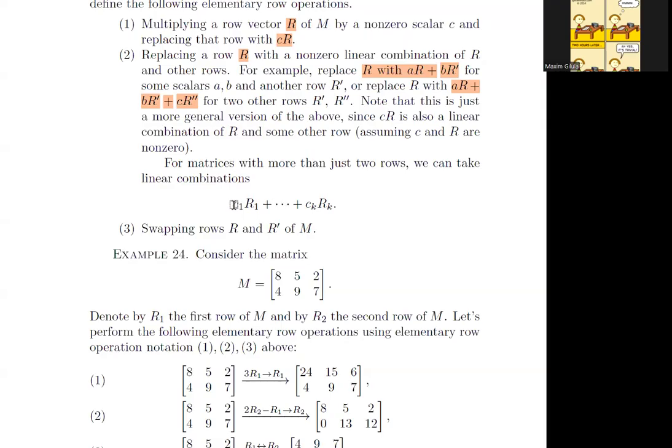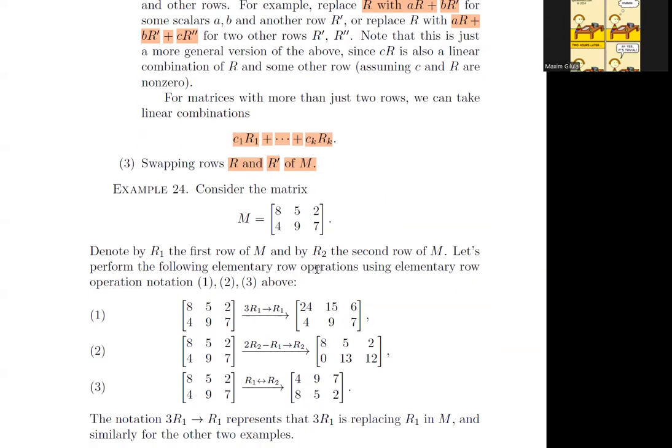And sorry, I forgot to add this. This is what a linear combination would look like, and we replace, for example, row 1 with this combination. We could also swap rows. We didn't do that above, but this helps sometimes just to organize. So let's look at the matrix M and do examples of these operations.